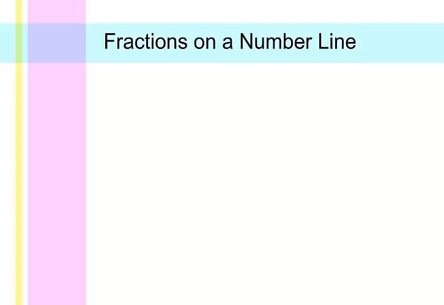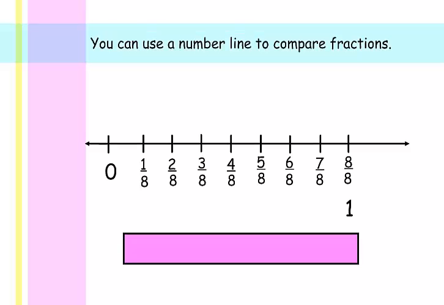Today our lesson is about fractions on a number line. We can use a number line to compare fractions. On this number line, we have it broken up into 8 equal sections. Remember, when you are counting, you want to count in between, so you know that that is one section, and therefore this is 1 out of 8 sections. We go all the way up to 8/8, which is 1 whole.